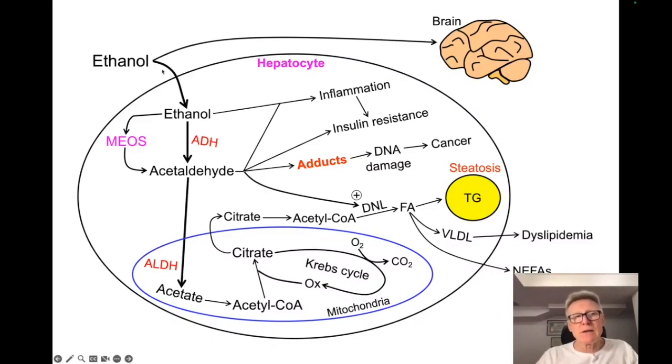And obviously, the more you take, the more will escape into the circulation and also get to the brain. And if you get drunk, you may end up passing out. But again, it largely affects the brain, because this excess amount that escapes the liver will severely affect brain function.